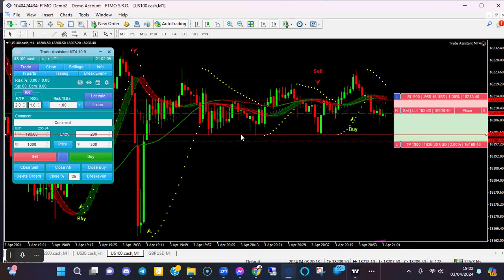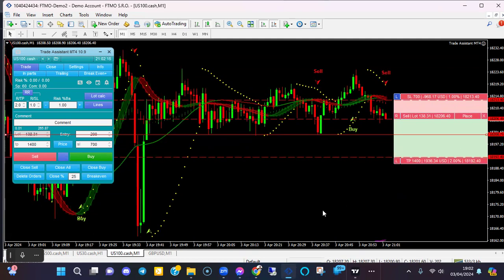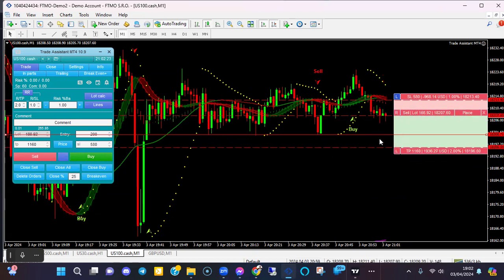Double click there, you can move it. There we go. So I want to see price getting below this line here to give me a little bit more confirmation that we could indeed be getting out of a sideways movement. Hopefully we might see enough volume to push past that.